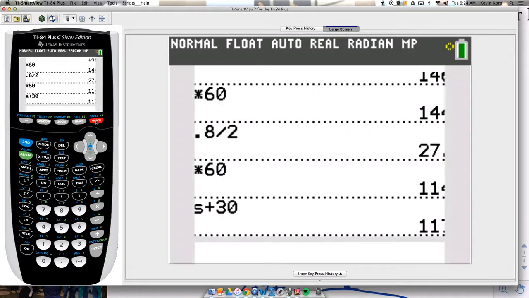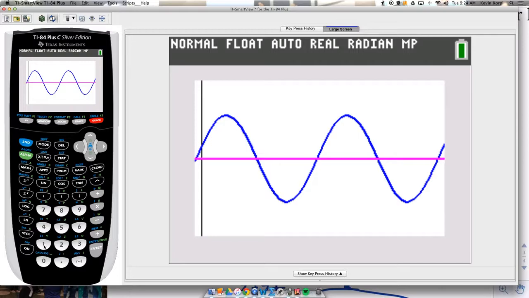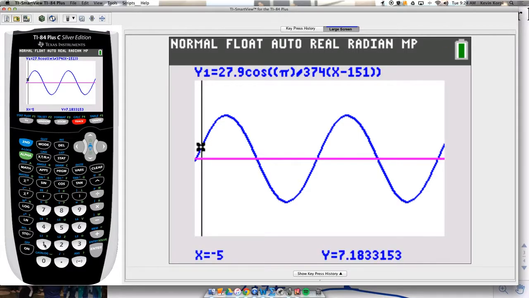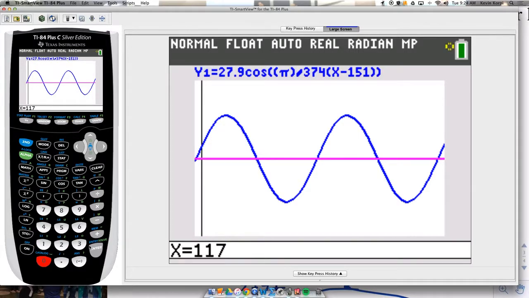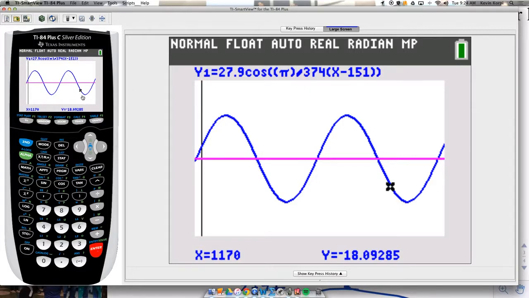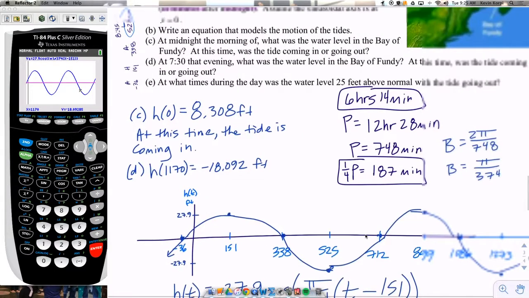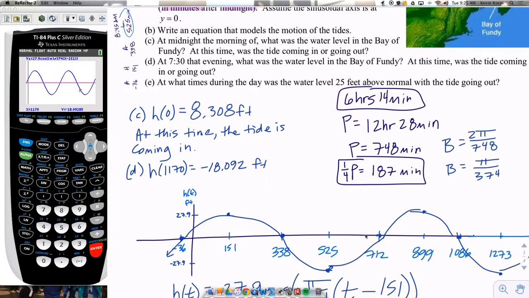Now, if you go to your graphing screen, can you just type in trace 1170? Yeah, if your window includes that number, which we went out a whole day, so it should work, you got it right there. So you're going to write down negative 18.092 or 093 feet. Now I'm going to ask you to interpret that. It's a negative number. At this time, was the tide coming in or going out?